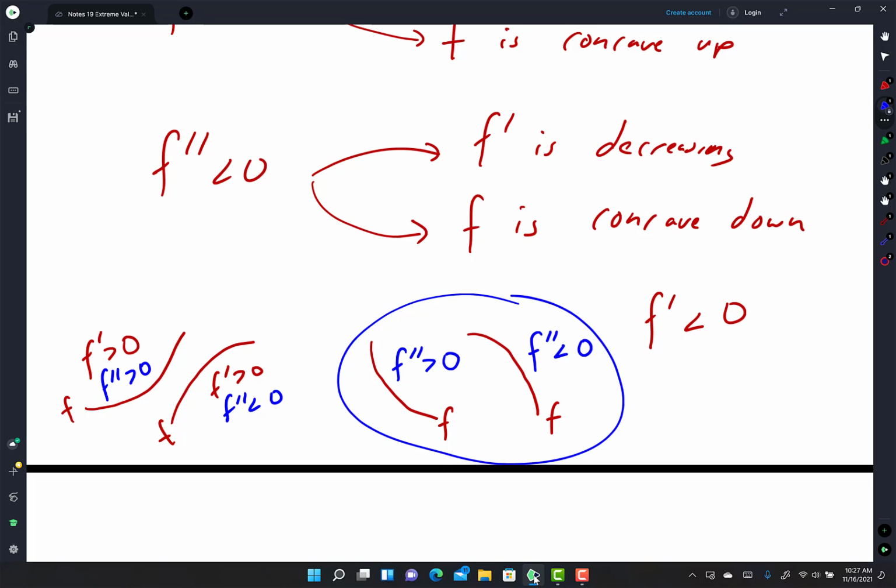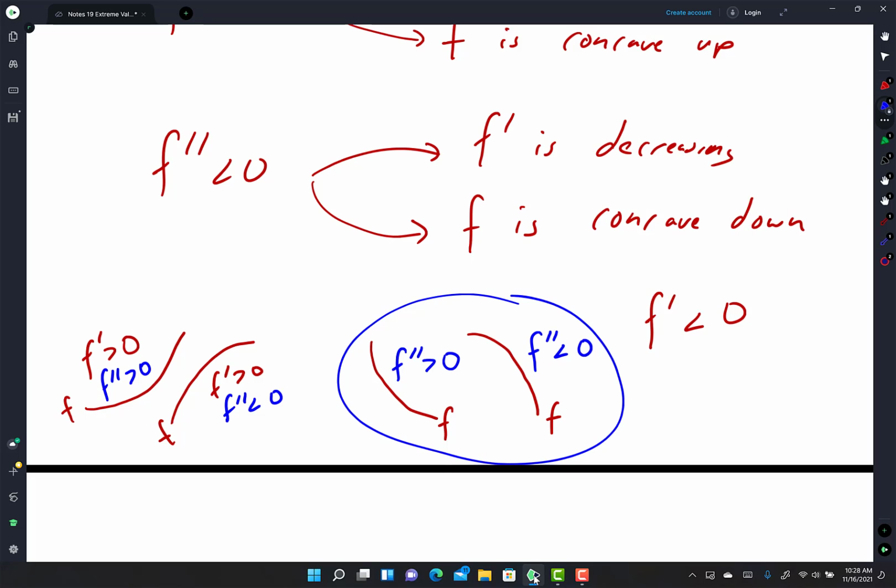So increasing and decreasing refers to, on a number line, which way am I moving? If I'm moving right, I'm increasing. But f itself is decreasing. Right. But f prime is increasing. Yes, f prime is increasing.